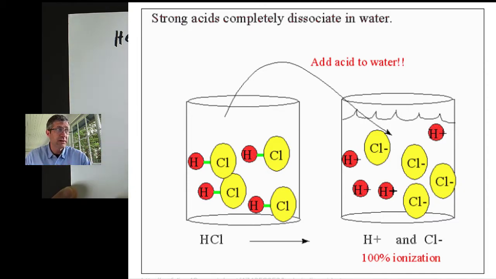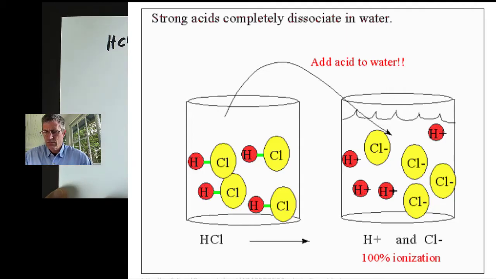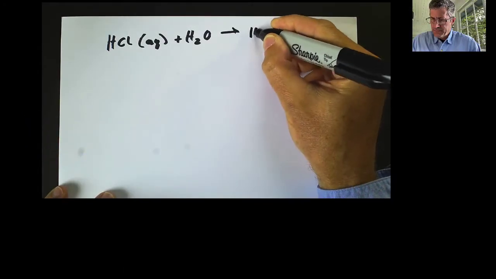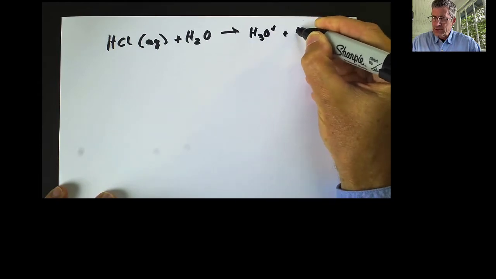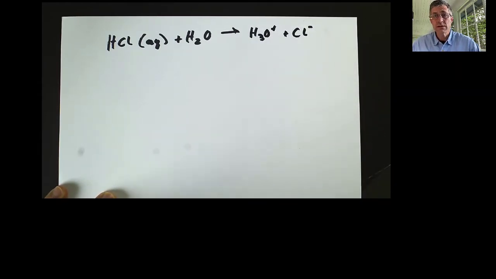Sometimes you take a shortcut and write it as H+. So I'll have hydronium ions floating around and chloride ions floating around. These are the two things that I want to show, my hydronium ions and my chloride ions floating around. So this is the acid dissociation reaction.